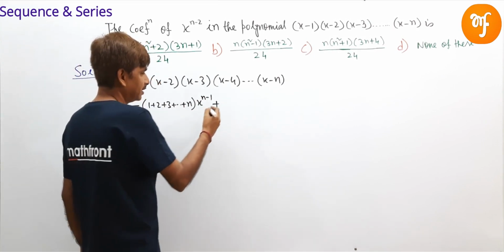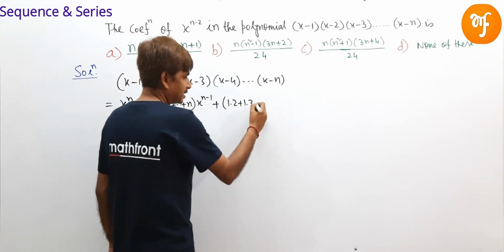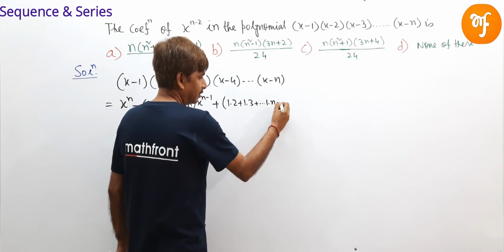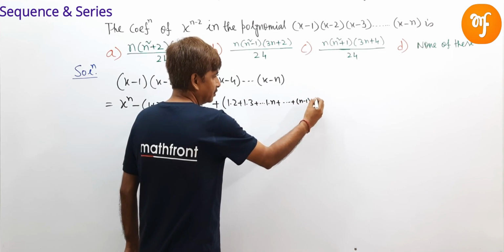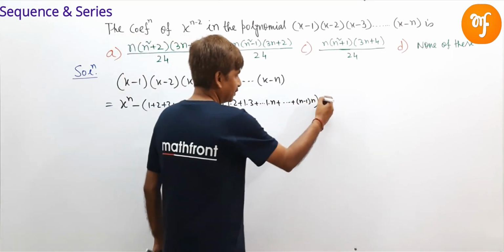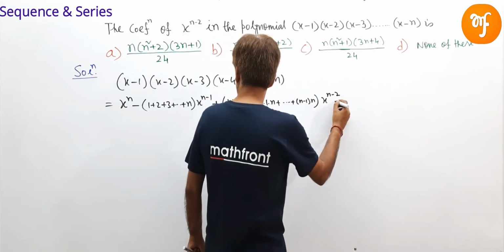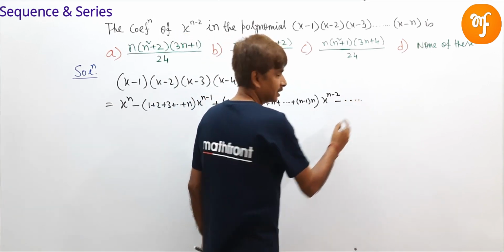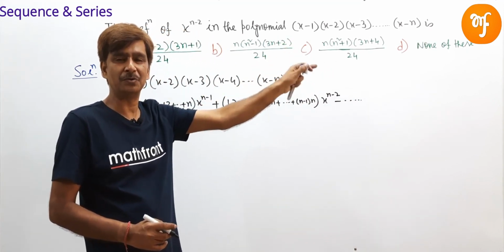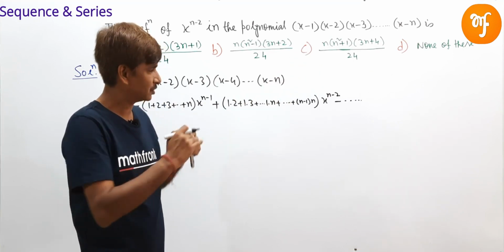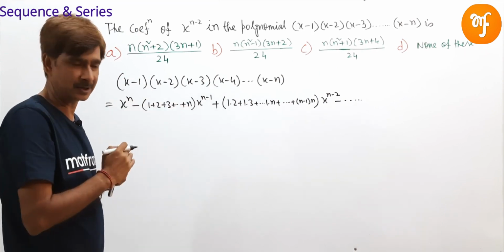The third term will be 1 into 2 plus 1 into 3 plus dot dot 1 into n plus like this till (n minus 1) into n, into x to the power n minus 2. And in this way, if we proceed, the last term will be minus 1 whole to the power n into 1 into 2 into 3 dot dot till n. Okay. So here we just apply the theorem of polynomials.